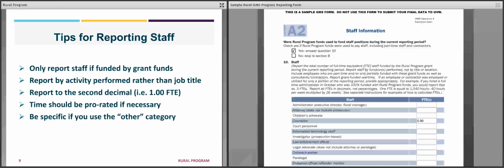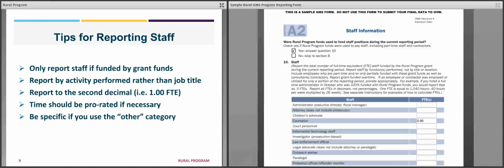Also, since we're reporting by activity performed rather than job title or location, if a staff member falls into 2 or more categories, as in they're performing more than one job function, maybe they're performing victim advocacy and they're also training, you would want to divide those FTEs among the applicable categories. So you would put some of their grant-funded FTEs in the victim advocate category as well as the trainer category.